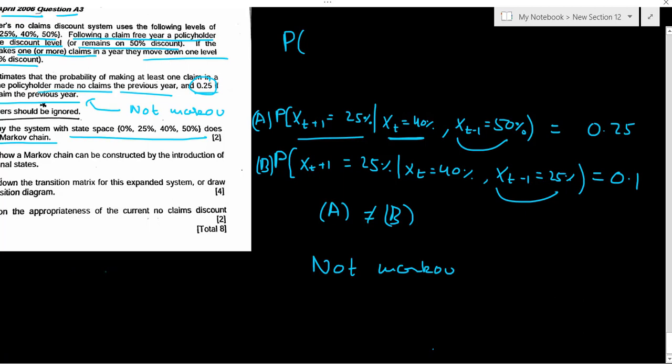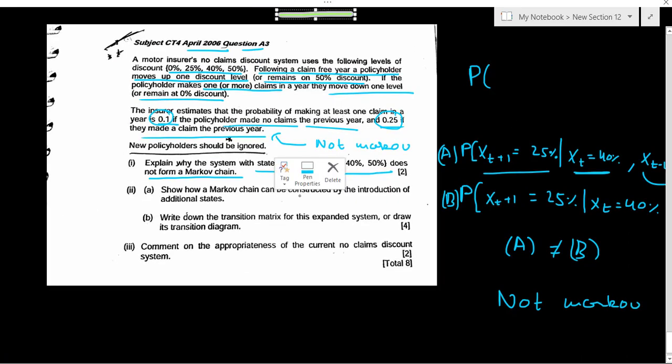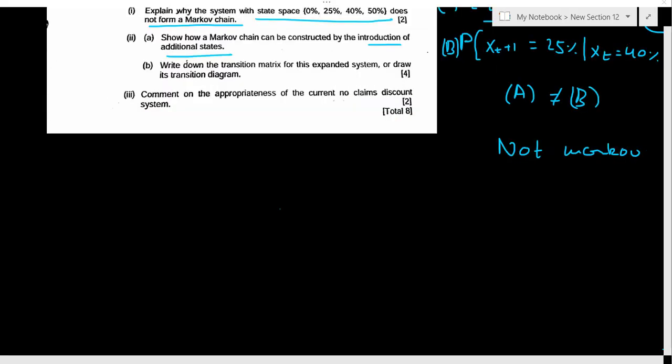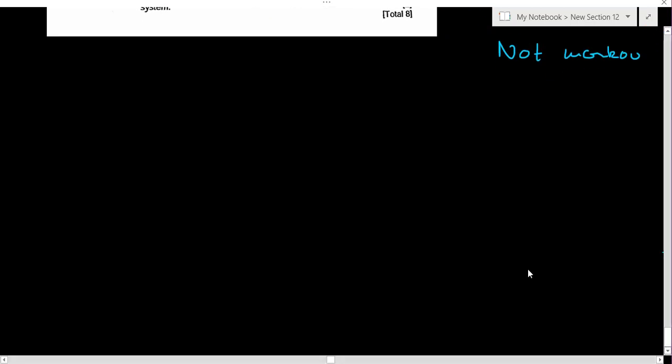So now in the next part they are asking us to show how a Markov chain can be constructed by introduction of additional states. So now we'll try to see how we can make this process Markov. The problem here is that the last year state, or the condition whether the person made a claim last year or not, also affects the probability of the future state, that is the probability of making a claim next year or not as well. That is why the process is not Markov.